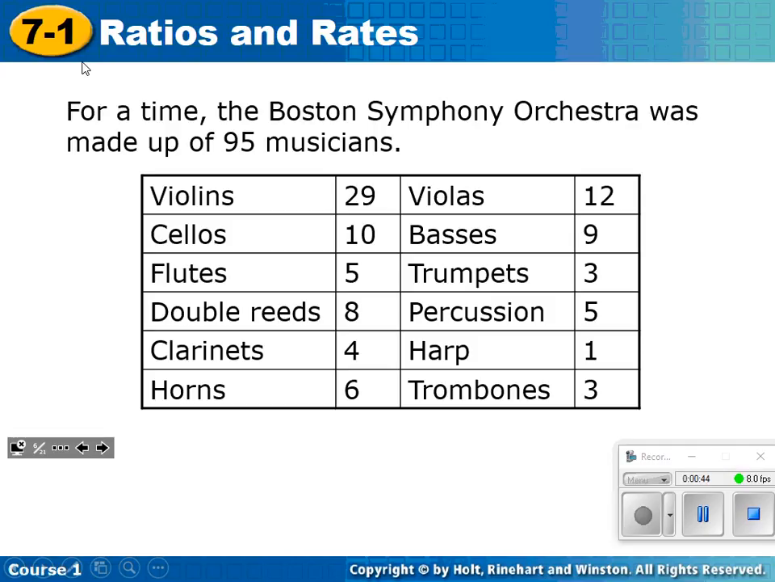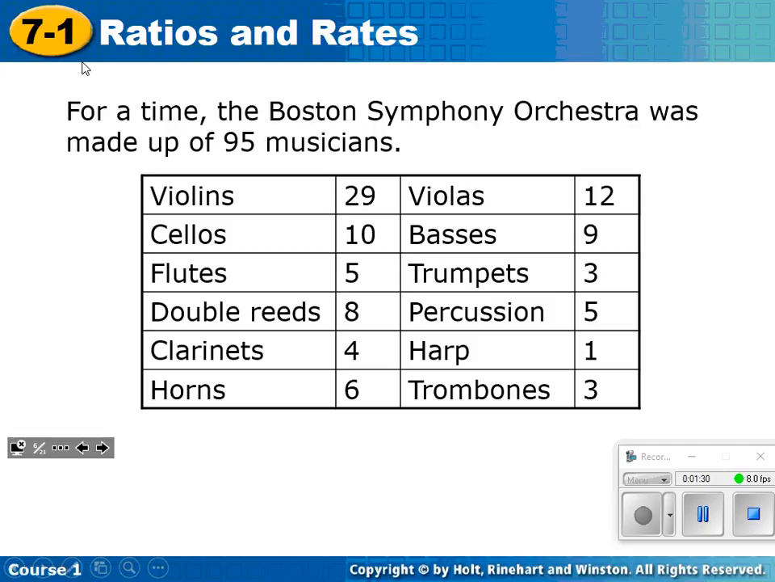Thank you. 8 double reeds, 4 clarinets, 6 horns, and so on. If I asked you, what is the ratio of flutes to trumpets, you would take the number of flutes and the number of trumpets, and you would say the ratio is 5 to 3. Flutes is 5, trumpets is 3, so your ratio is 5 to 3. It's pretty simple. If you were to just say the ratio of flutes to trumpets is 3 to 5, you would be wrong because you have to have it in the right order. Make sense? All right.